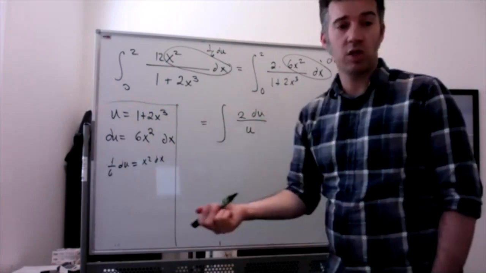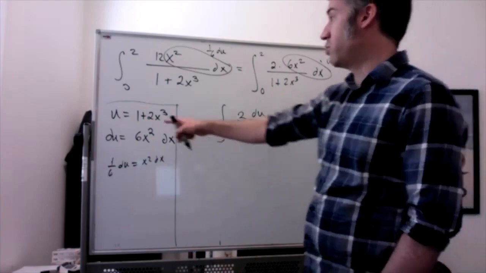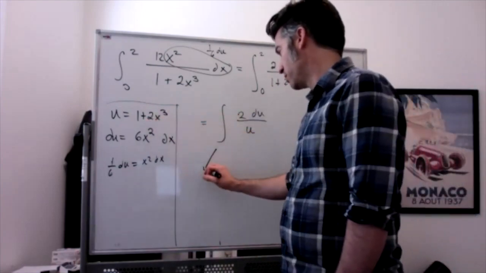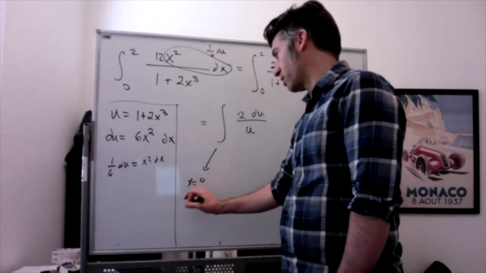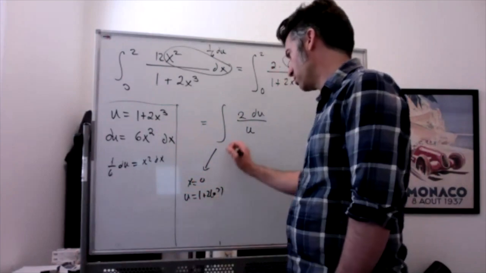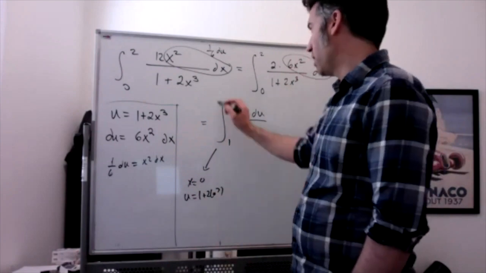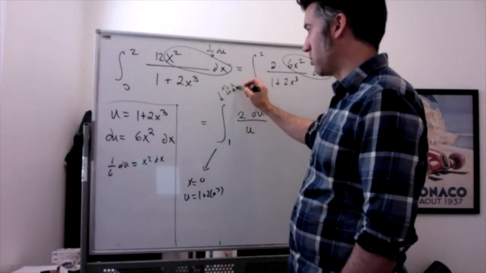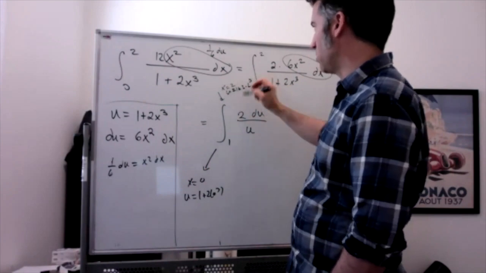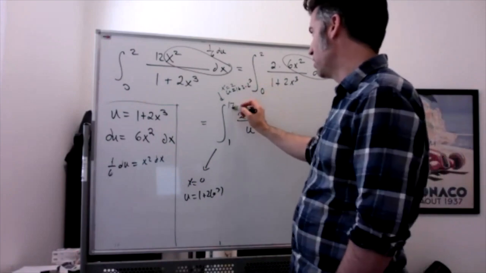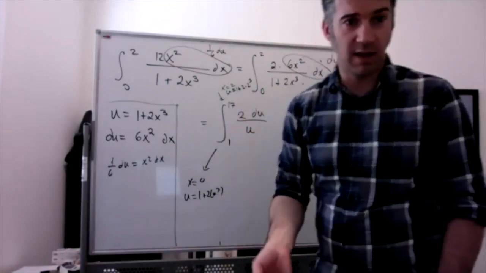And again, we're going to change our limits of integration. If u is 1 plus 2x cubed, when x equals 0, u equals 1 plus 2 times 0 cubed, so u is going to be 1. And when x was equal to 2, u is going to equal 1 plus 2 times 2 cubed, which is 1 plus 2 times 8, which is 1 plus 16, which is 17. Not the nicest numbers ever, but hey, that's life.